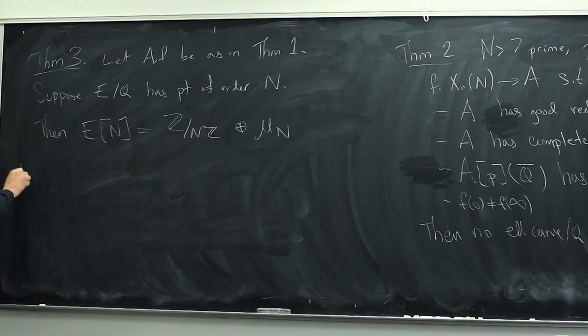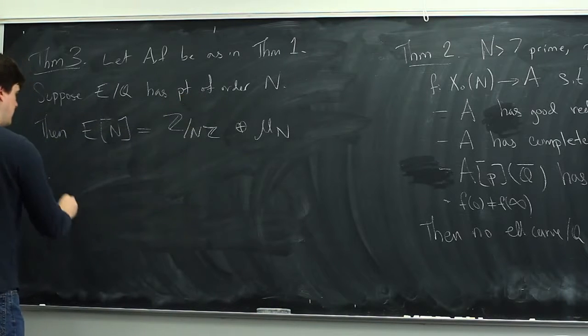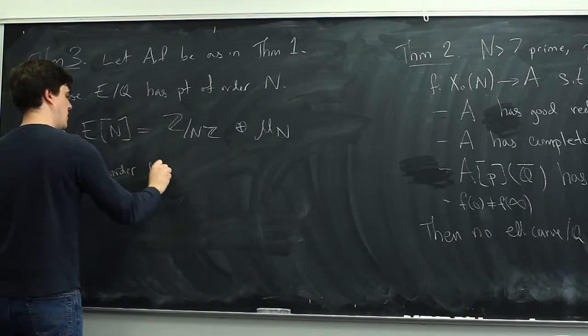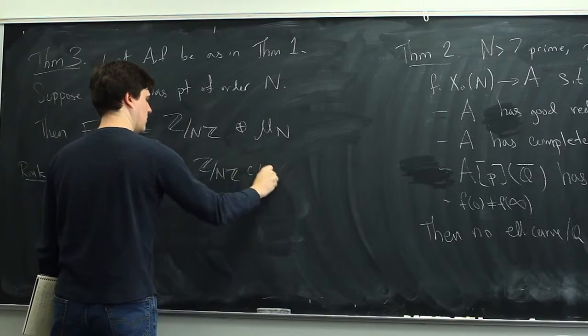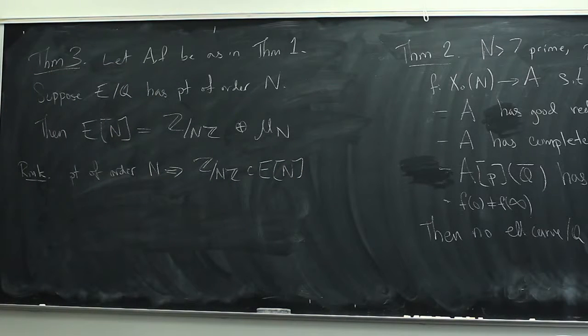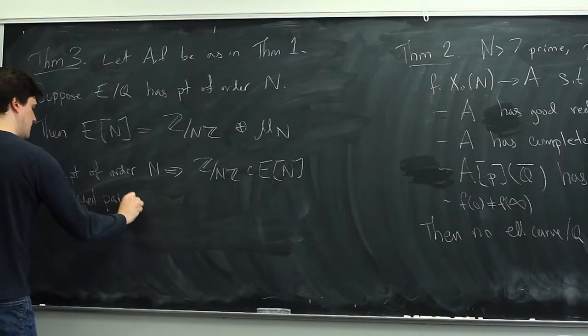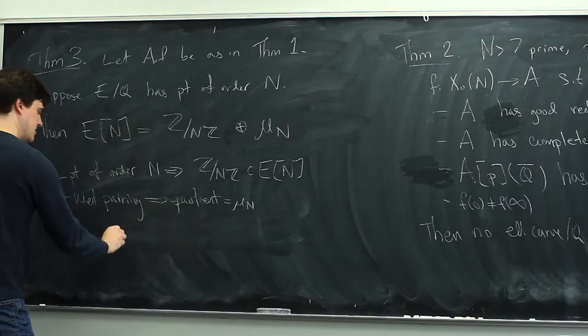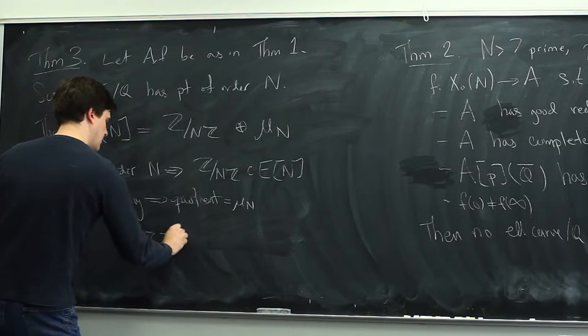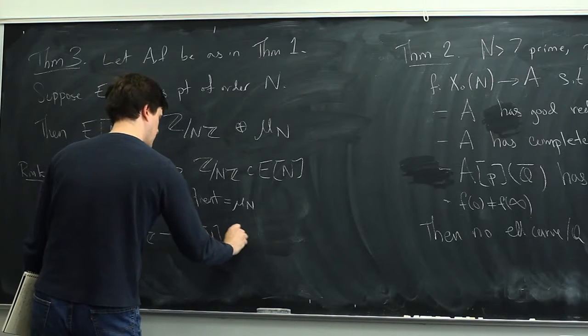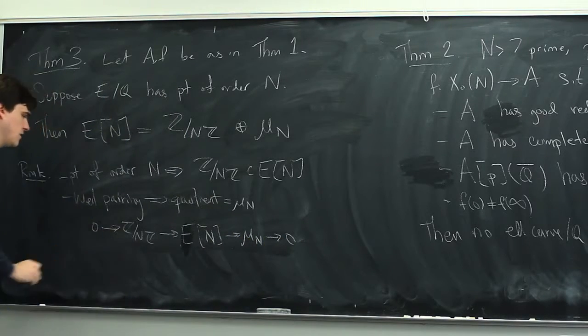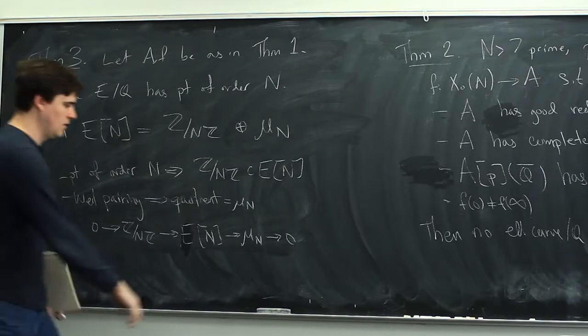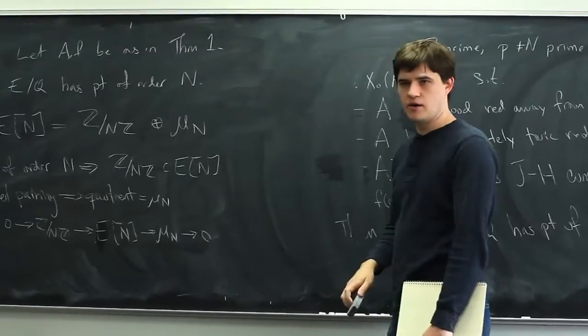And so note, remark, saying that you have a point of order n implies that you have a Z mod nZ inside the n torsion. That's exactly what it means to have a point of order n. And then the Weil pairing says that the quotient has to be mu n. That means that the n torsion is an extension. Z mod nZ is the sub, and mu n as the quotient. And theorem 3 is just saying that this extension is split. Okay, so first I want to explain why theorem 3 implies theorem 1, and then we'll prove theorem 3.